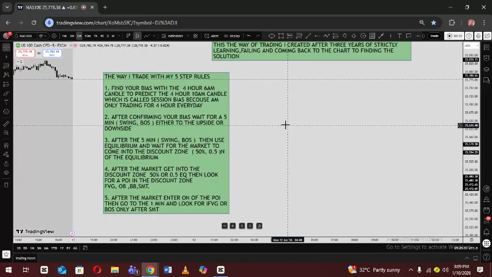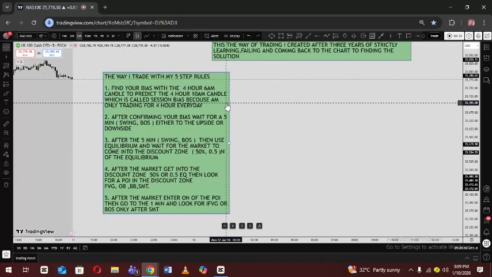Just 5 steps. The first step is for me to find my buyers on the 4 hour time frame. You guys can read it. After confirming the buyers, I go straight to my 5 minute time frame and wait for a break of structure or a swing, like an impulse swing. Then I look for the equilibrium of the impulse swing or the break of structure, and wait for the market to come into the equilibrium discount zone, which is the 50%, or the 0.5 zone.